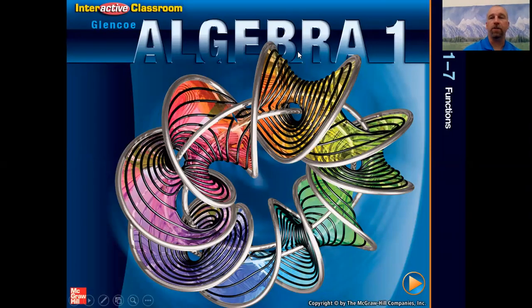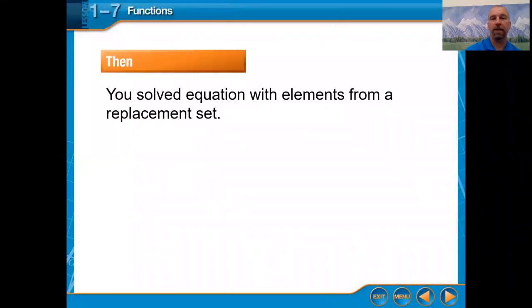All right, today we're going to talk about functions. Functions are special relations. It's going to relate two variables, two different quantities, but a function has a special quality. So in the past, we solved some stuff with a replacement set. It doesn't really apply here.